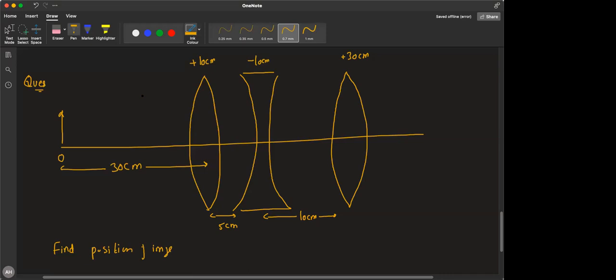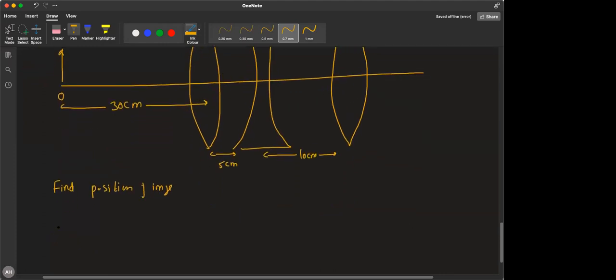So let's do one thing. Has everyone drawn this diagram? Yes, sir. Okay, just draw the diagram, then I will tell you how to solve these types of problems. This is a solved example of NCERT. It's quite important. Done, sir. So let's start with lens one.